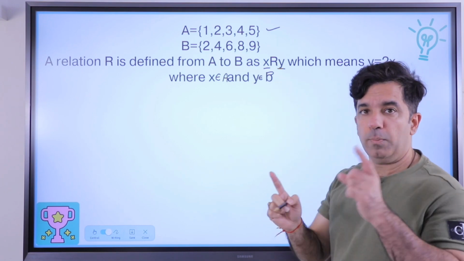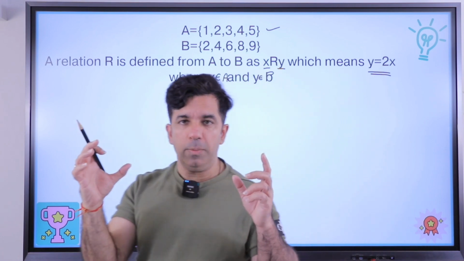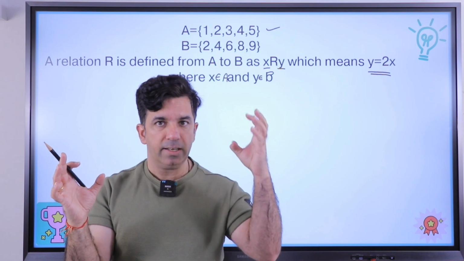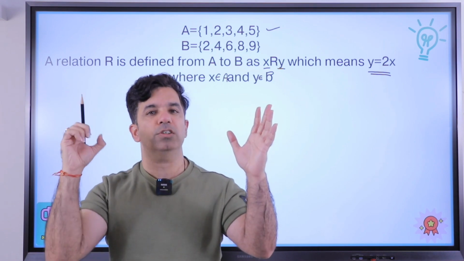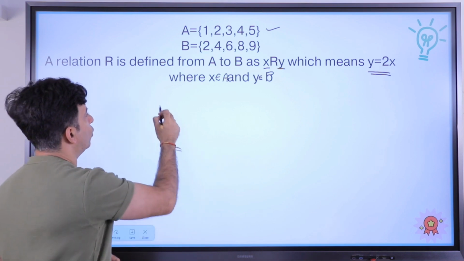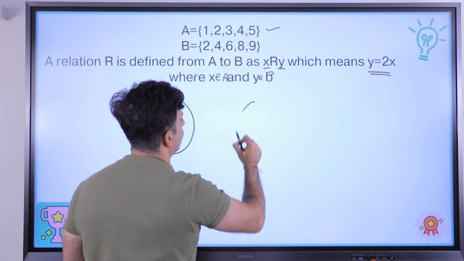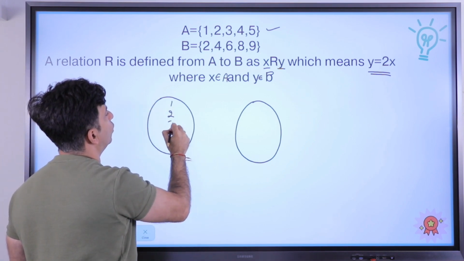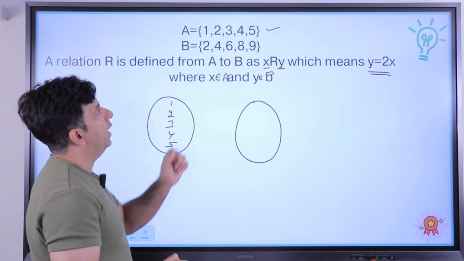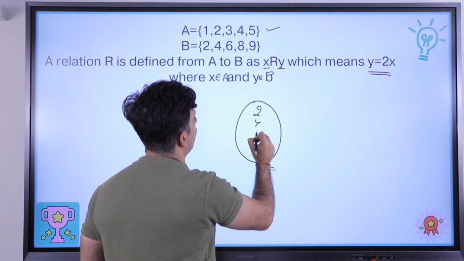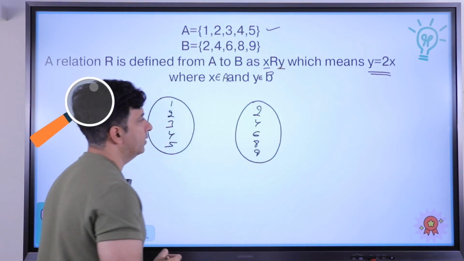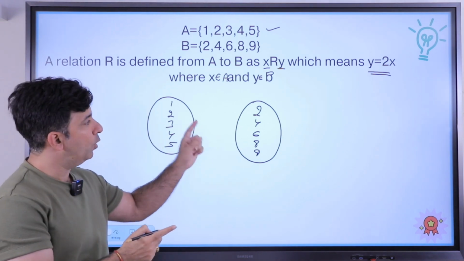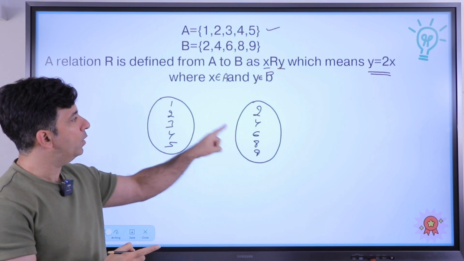Where x R y means y is equal to 2x. It means the elements of these two sets are connected when the element of the second set is double of the element of the first set. This is the logic. So if I just draw this, we can see that the elements in this set were 1, 2, 3, 4, 5, and elements in this set are 6, 7, 8 and 9. Now we are told that these elements are connected when y, which belongs to this set, is double of the element of this set.